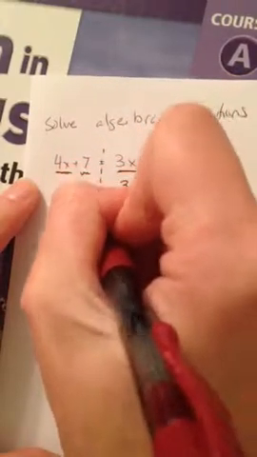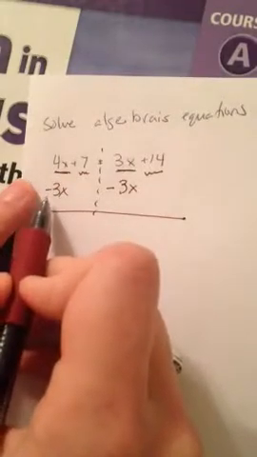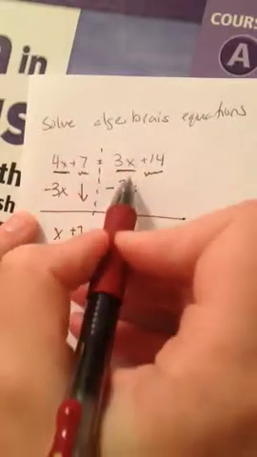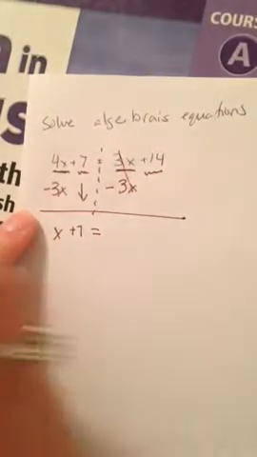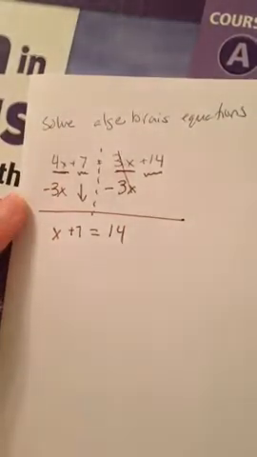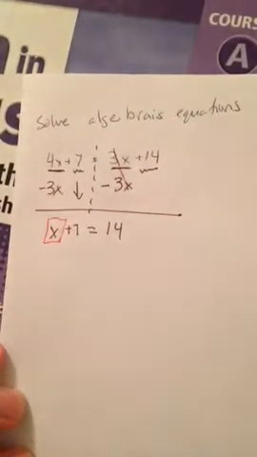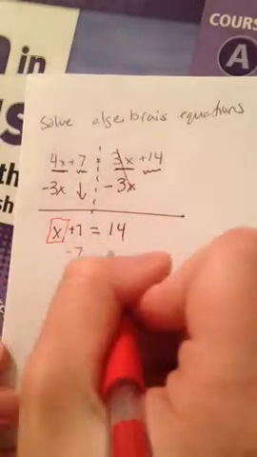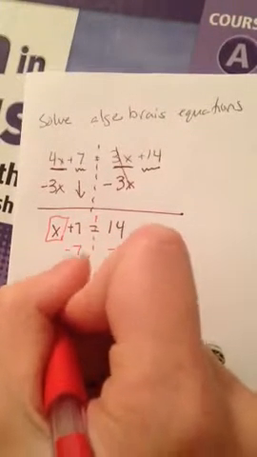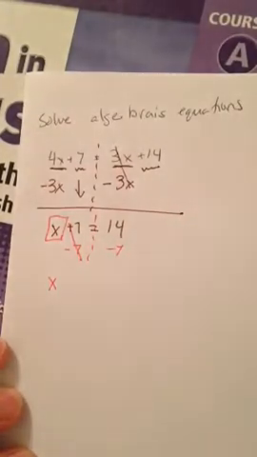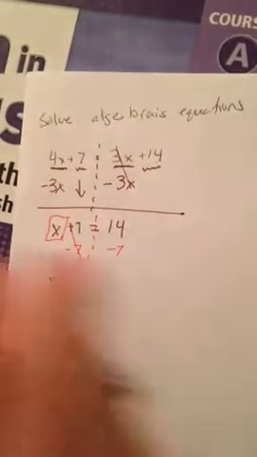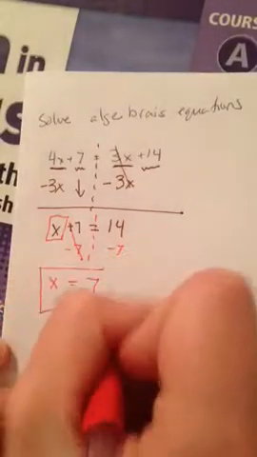So I'm going to subtract 3x from both sides of my equals. Now 4x minus 3x just gives me x. The plus 7 comes along for the ride, equals 3x minus 3x cancels, equals 14. So now my whole goal in these problems is to get x by itself. The only thing stopping x from being by itself is this plus 7. So I'm going to subtract 7 from both sides of my equals. So I get x, the 7 and minus 7 cancel, equals 14 minus 7, which is 7. So we get x equals 7.